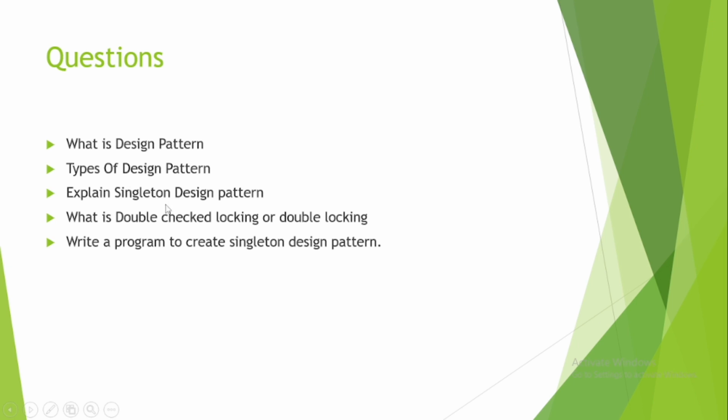So these are the questions that are asked on the singleton design pattern: what is a design pattern, types of design pattern, explain the singleton design pattern, what is double checked locking, write a program to create a singleton design pattern. I hope I am able to make you understand how you can create a singleton class and how you can maintain the singleton property in case of serialization, cloning, and reflection.